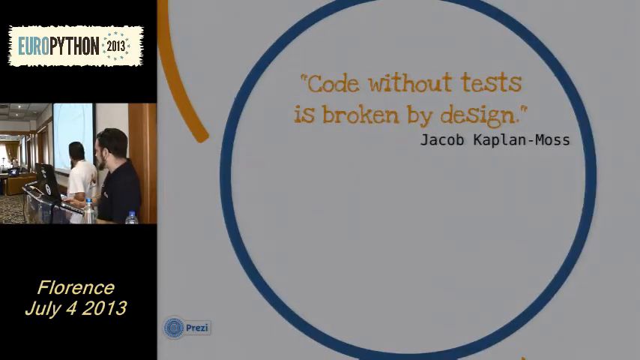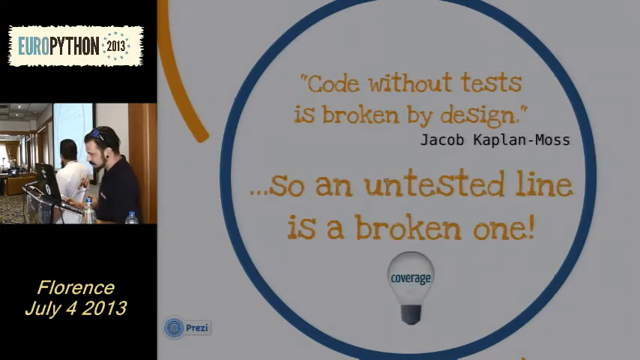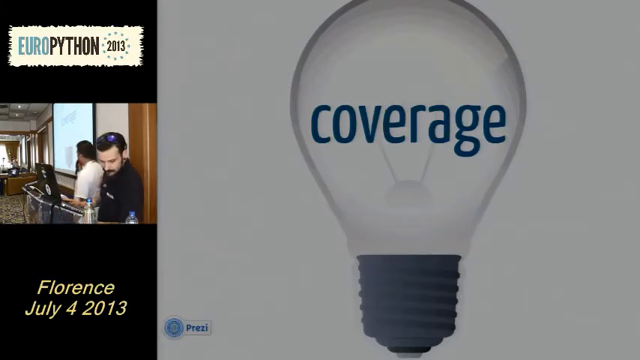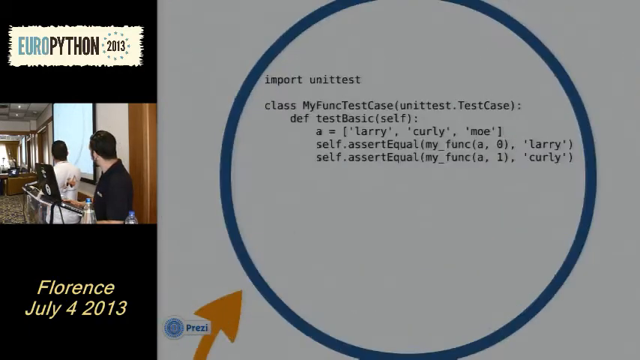A developer more influential than us wrote that code without tests is broken by design. Do you know Jacob? Jacob is one of the co-authors of Django. So the question is, do we really want broken code in production? The reply is of course no, we don't. So the point is coverage. We want a good coverage, a full coverage. So we need to write some tests.